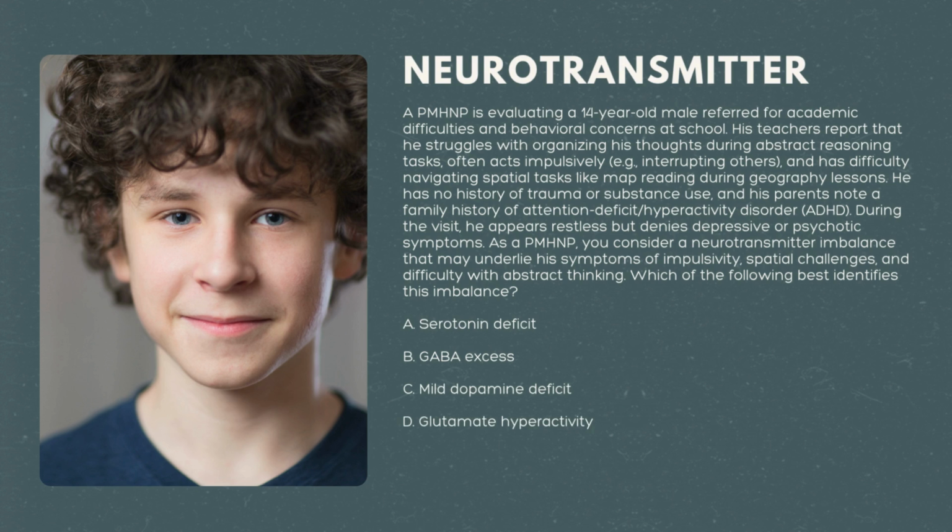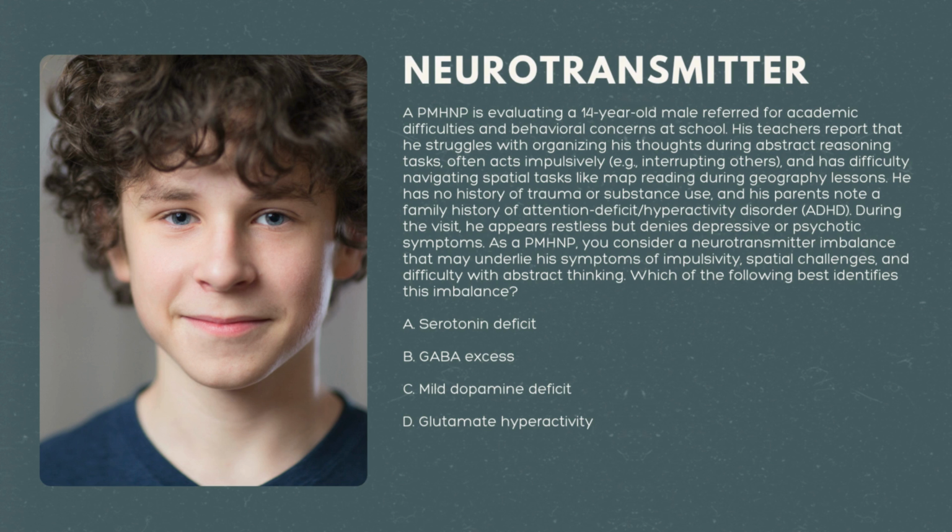And it reads, a PMHNP is evaluating a 14-year-old male referred for academic difficulties and behavioral concerns at school. His teachers report that he struggles with organizing his thoughts during abstract reasoning tasks, often acts impulsively, like interrupting others, and has difficulty navigating spatial tasks like map reading during geography lessons. He has no history of trauma or substance abuse, and his parents note a family history of ADHD. During the visit, he appears restless but denies depressive or psychotic symptoms.